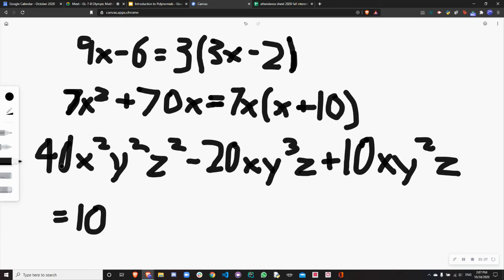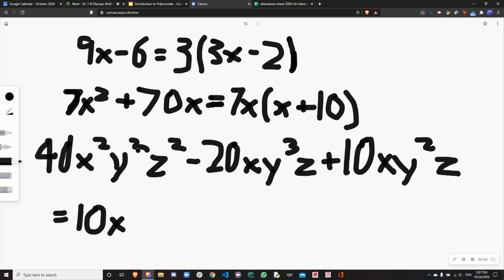All right, now let's look at one of the variables. Let's start with x. So we have x squared over here. We have x over here. We also have x over here. We can see that the smallest degree of x is just x. Like smallest exponent would be 1. So that means we can only factor out x. We can't factor out x squared because this doesn't have an x squared. Neither does this. Let's look at y.